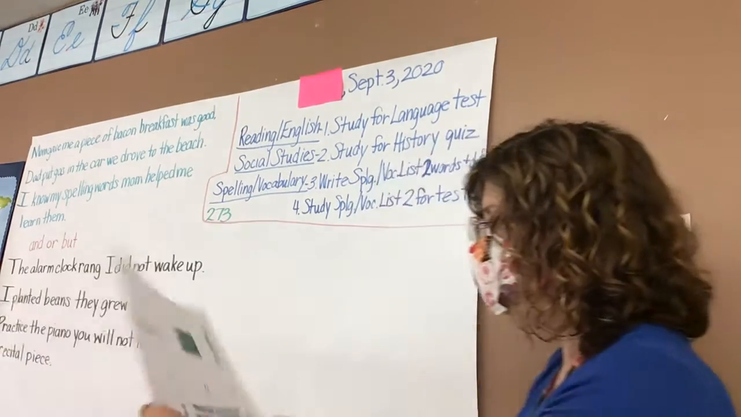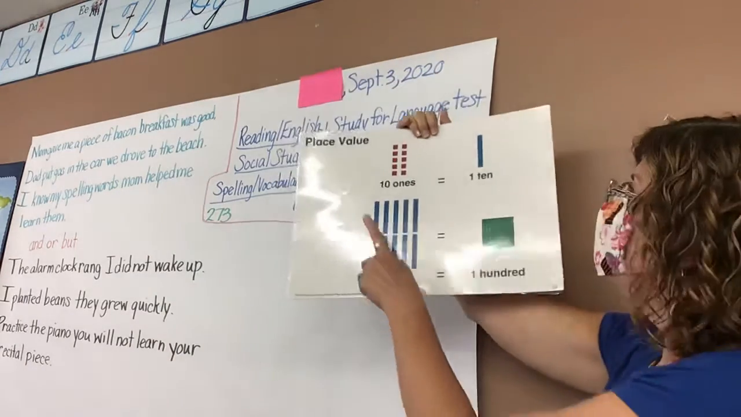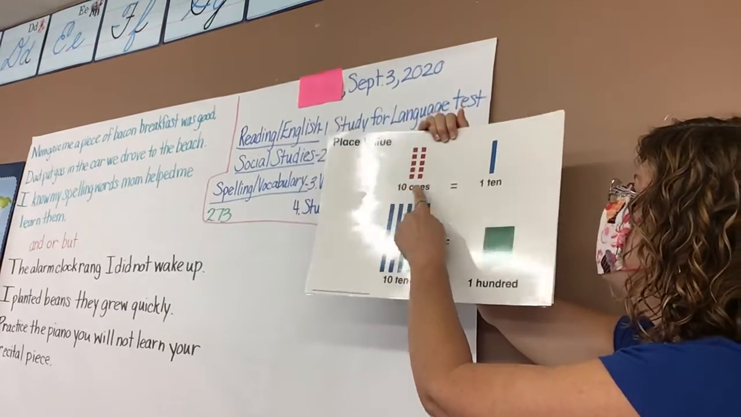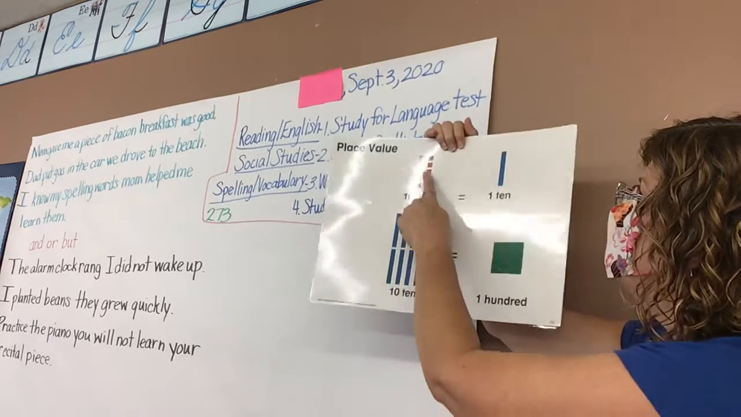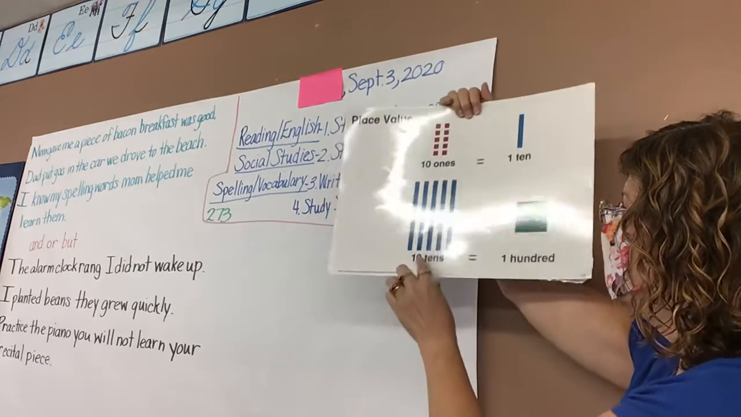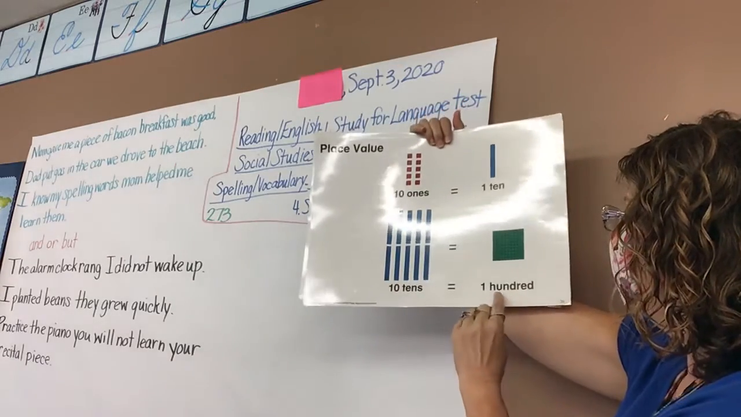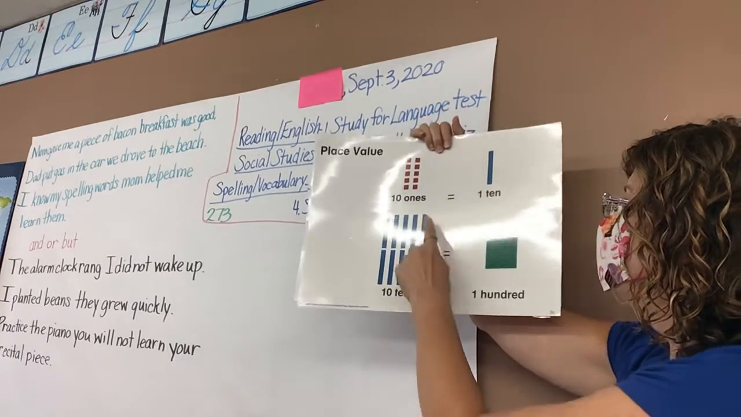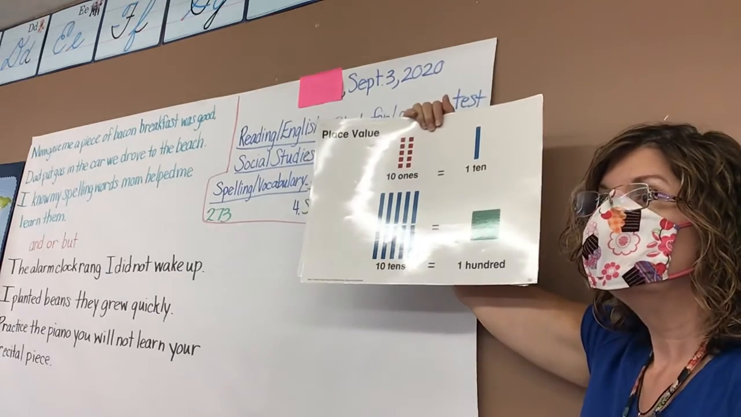Okay, let's review the posters that we've been doing for place value. So eyes up here on the poster. First of all, we learned that 10 ones equals 1 ten. So these are counted by ones, and 10 of these make 1 ten stick. We learned that 10 tens equals 100. So every time you see these sticks, those are 10 sticks, so you would count them by tens.